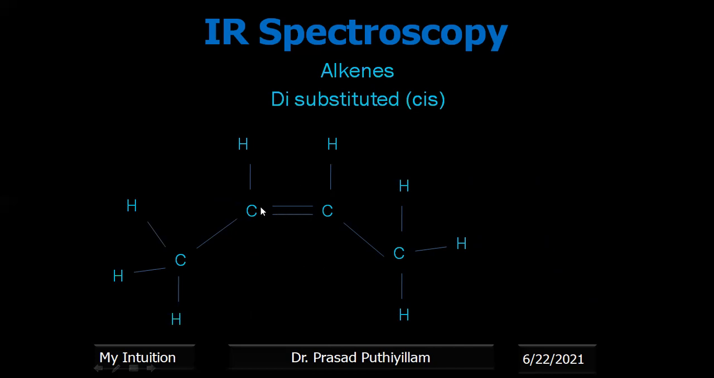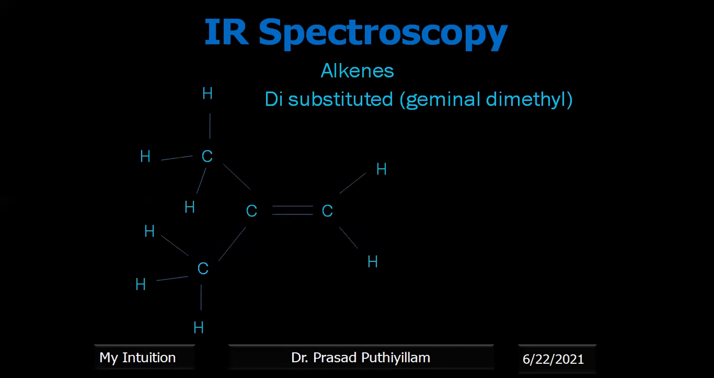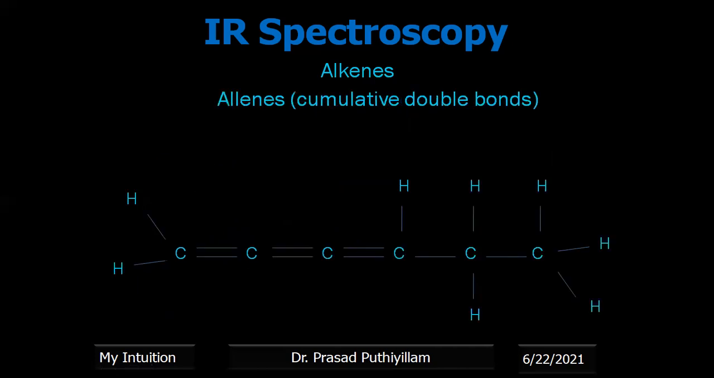Since rotation between carbon and carbon is difficult because two bonds are there, therefore rotation is not possible. Therefore, cis and trans are two different categories of alkenes. It may be geminal also, geminal disubstituted, geminal dimethyl, so the same carbon having two methyl groups. Geminal dimethyl alkenes also come under that.